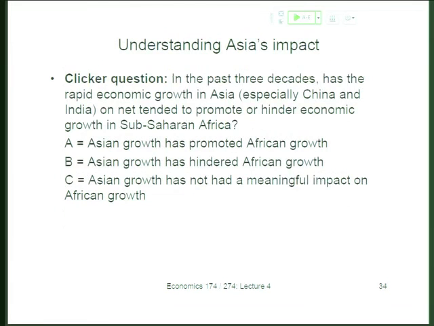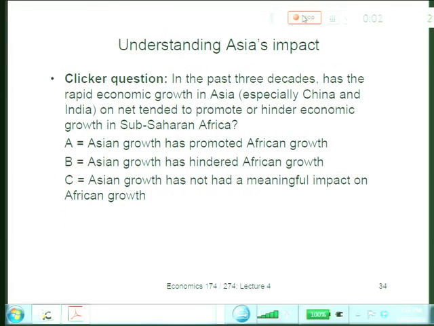Okay, click a question. This is an opinion question. There's no right or wrong answer to this question, or at least no research that I know of. But I want to get people's sense. And let me put the poll up here. On net, has the big increase in growth in Asia, both China and India, since the 1980s, on net, overall, served to promote development in sub-Saharan Africa? Or hinder economic growth? Promote economic growth in sub-Saharan Africa? Hinder economic growth in sub-Saharan Africa?